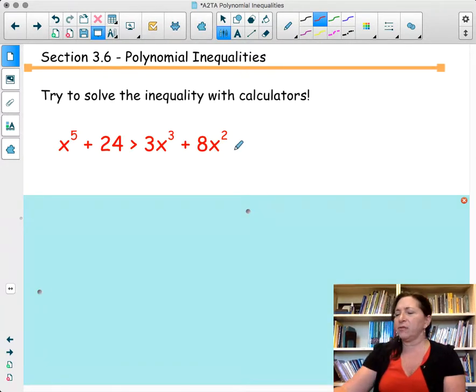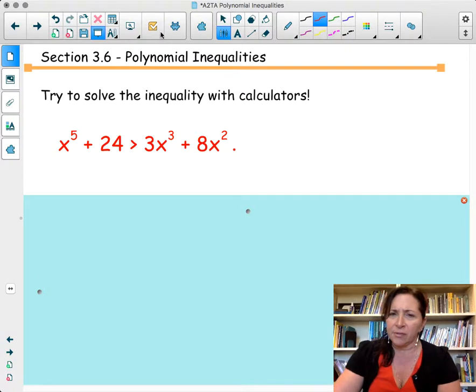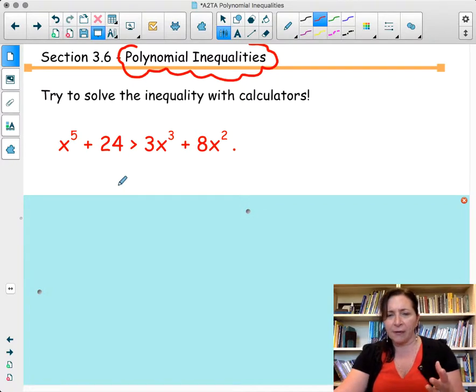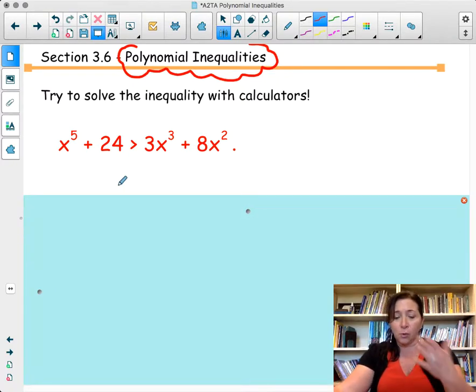So what this whole section is about is what we call polynomial inequalities. It's actually pretty important. And when you're solving a polynomial inequality, what they're actually asking you to do is to find where a particular graph is either greater than or less than 0. That's what they're asking you. Where are all the values that are greater than 0?